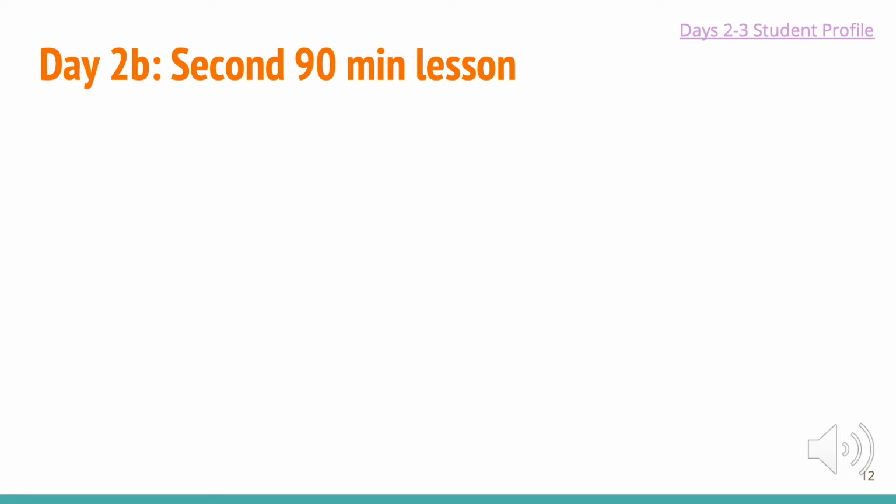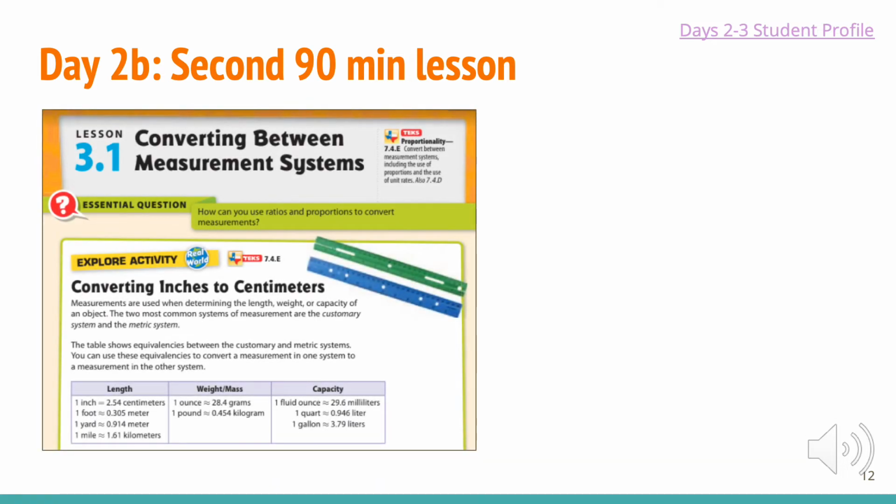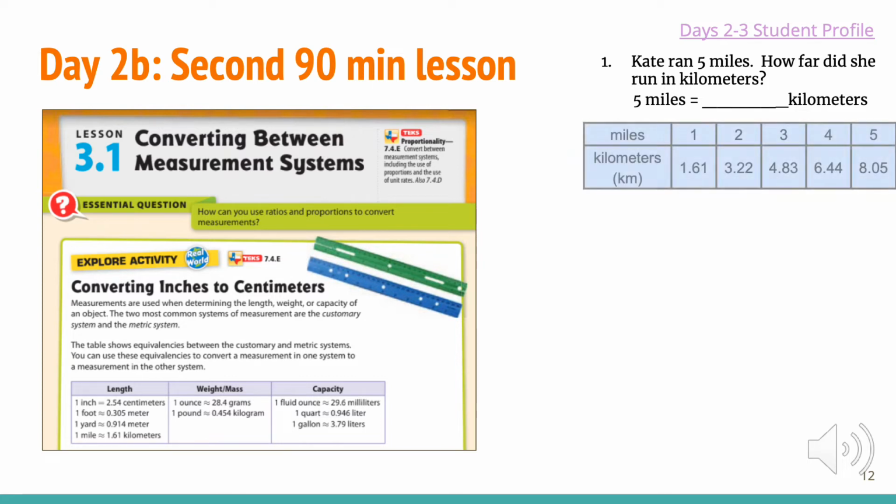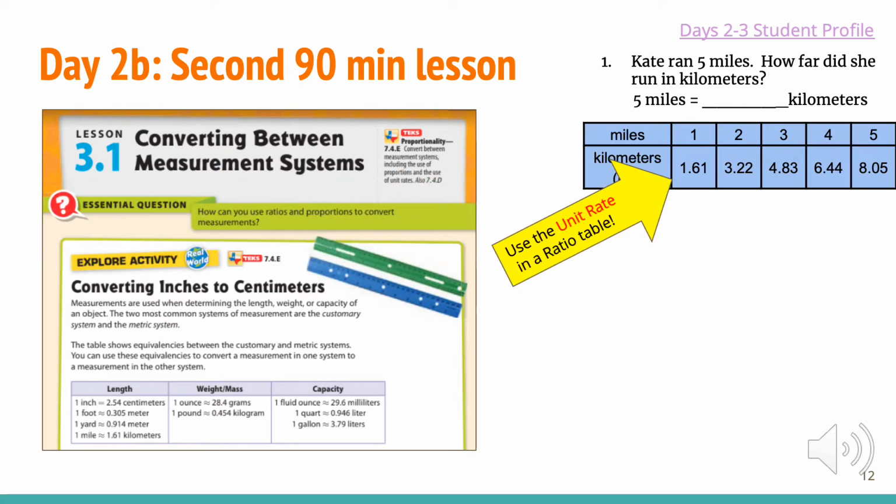For the second lesson on day 2, we'll look at converting between measurement systems. In one example, Kate ran 5 miles. How far did she run in kilometers? So 5 miles equals how many kilometers? In using a ratio table, we'll use the concept of the unit rate, that 1 mile is equal to 1.61 kilometers, and build the table up to 5.